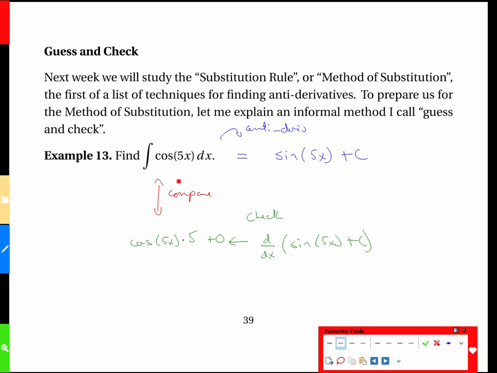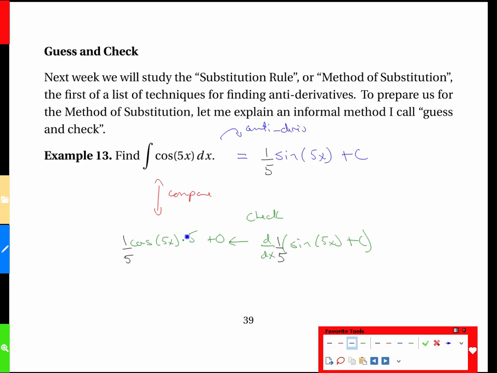And if they're not the same, then we do not have the right answer for our antiderivative, or our indefinite integral. We have 5 cos of 5x here. We have 1 cos of 5x up here. They're not the same yet, but we can fix that. Off by a constant is super easy to fix. We just divide everything by 5.